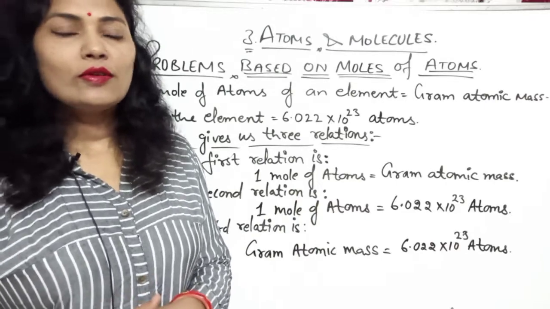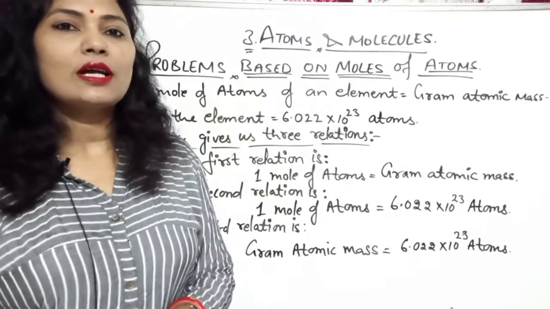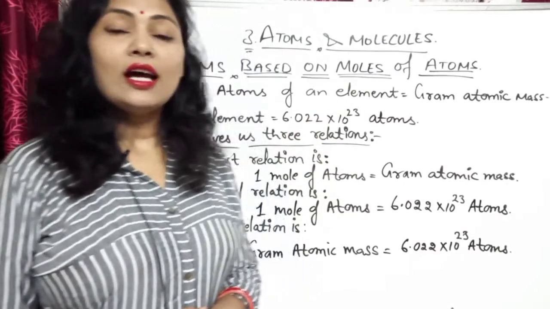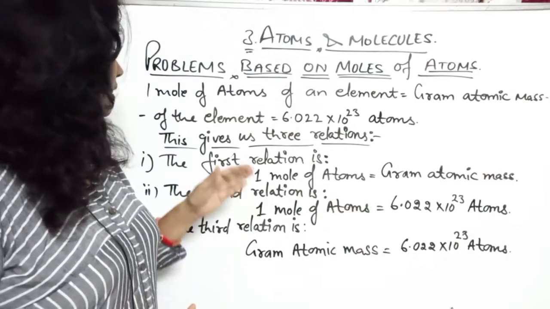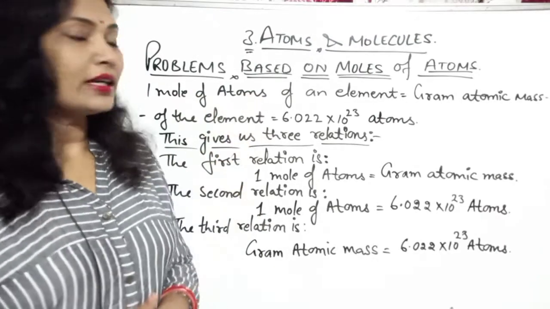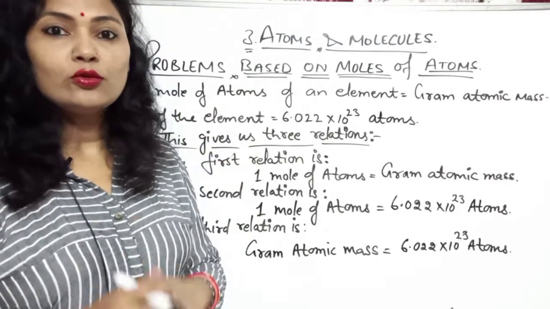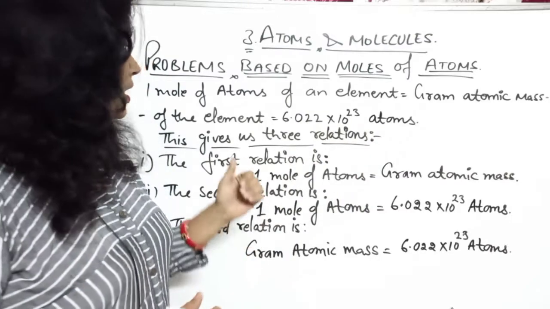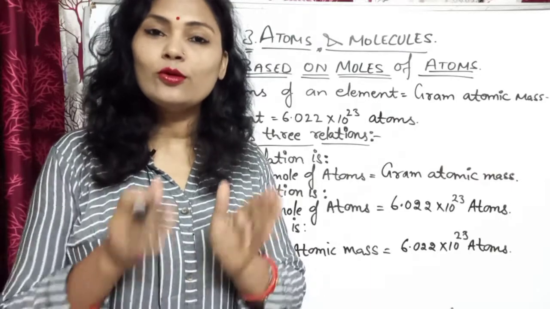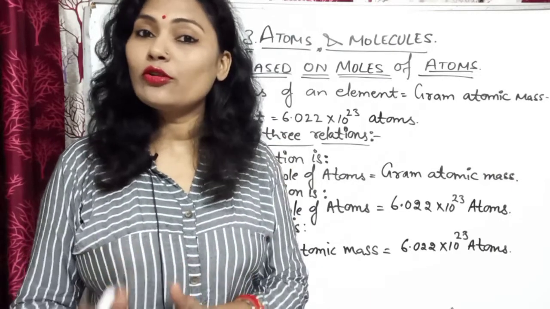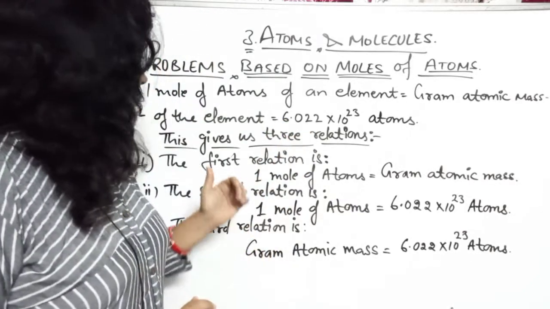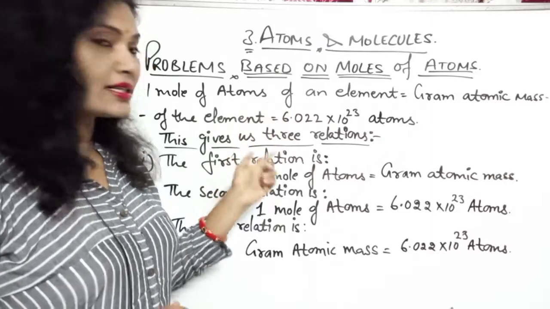Today we will discuss problems based on the moles of atoms, and these problems may give us three relations. You know that 1 mole of atoms of an element is equal to the gram atomic mass, and that gram atomic mass of an element is equal to 6.022 into 10 to the power 23 atoms. So this relationship, you know that.